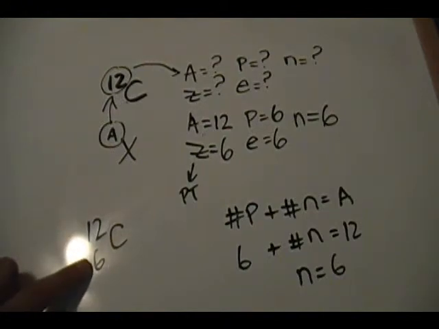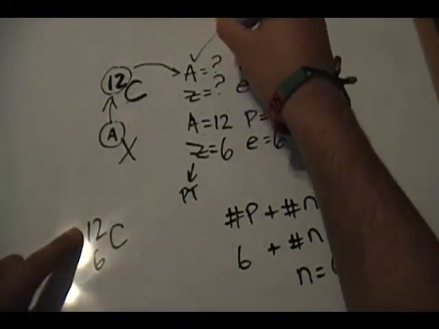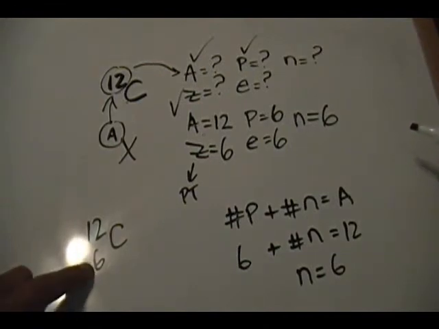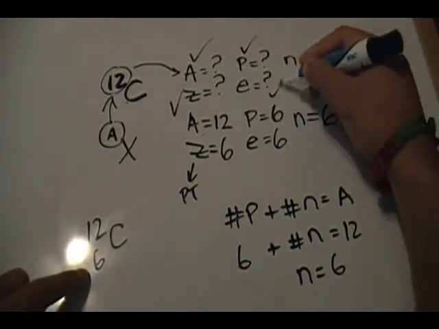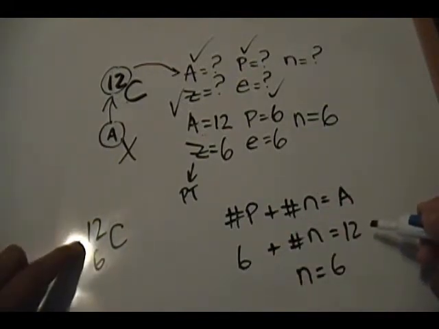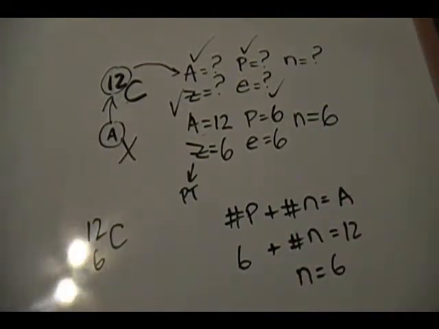So number of protons, that takes care of that. The mass number, you already have that up top. Z is the same thing as the number of protons. Number of electrons, if you have 6 protons, you need to have 6. Number of neutrons, you use that formula. You have protons, you have mass number. Just subtract 6 from 12, you get 6.